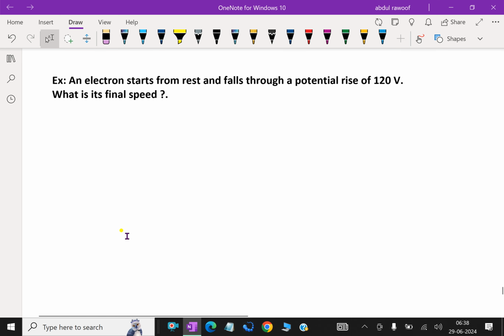An electron starts from rest and falls through a potential rise of 120 volts. What is its final speed? Here, the electron starts from rest, so the initial velocity is 0. Positive charges tend to fall through a potential drop. Negative charges such as the electron tend to fall through a potential rise. That is a potential rise, and the change in potential energy is equal to VQ.